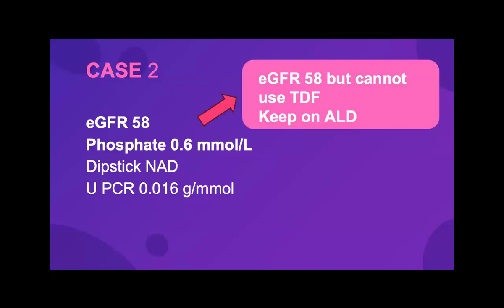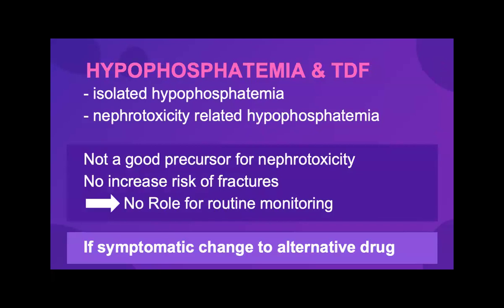So now, what do we do about this low phosphate that we've picked up from this nephrotoxicity? So with TDF, it can cause an isolated hypophosphatemia, meaning that there's no other issues, the kidney function remains normal, or you can see hypophosphatemia related to the nephrotoxicity. It was initially suspected that the isolated hypophosphatemia was a precursor to the nephrotoxicity, but the studies are inconclusive, and so we are not using hypophosphatemia as a precursor to predict nephrotoxicity.